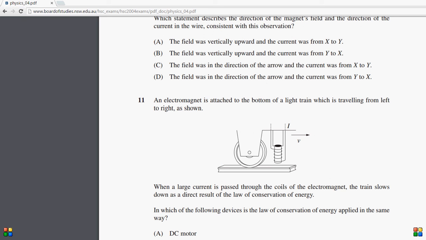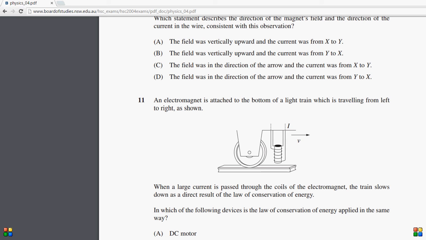Alright, question 11. An electromagnet is attached to the bottom of a light train which is traveling from left to right as shown. When a large current is passed through the coils of the electromagnet, the train slows down as a direct result of the law of conservation of energy. In which of the following devices is the law of conservation of energy applied in the same way? So we have A, a DC motor, not in the same way. B, a loudspeaker, again, not in the same way. C, an induction motor.